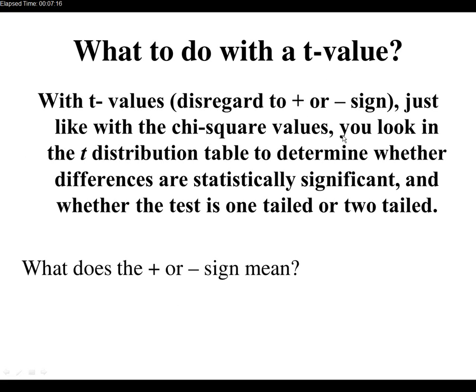All right, just like with the chi-square values, you look in the t-distribution table to determine whether differences are statistically significant and whether the test is one-tailed or two-tailed. And you remember, one-tailed is that we are speculating that it's going to go in one direction under the one or the other tail of the curve, and two-tailed is we don't know. It could go either way. So what does the plus or negative sign mean? That's right, we get rid of them.